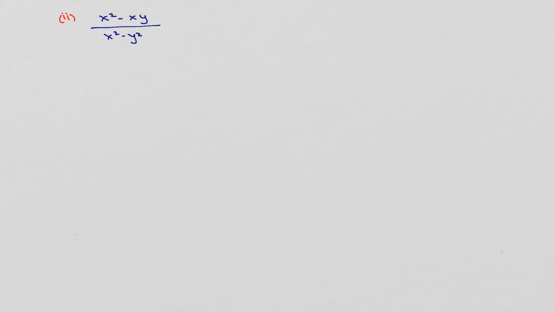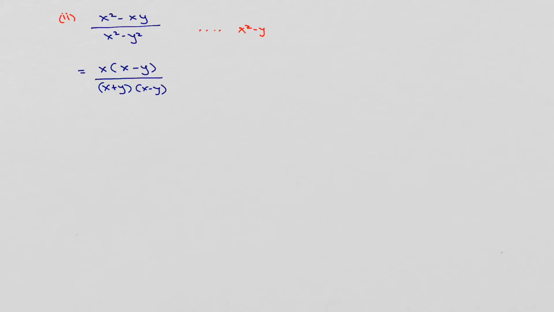Part 2 looks like it's already a single fraction in its simplest form. But if we look closer, we can actually factorize the top by taking out x as being common, which leaves me with x minus y. And we can also factorize the bottom, because we should spot that it's the difference of two squares. Therefore that gives me x plus y times x minus y.